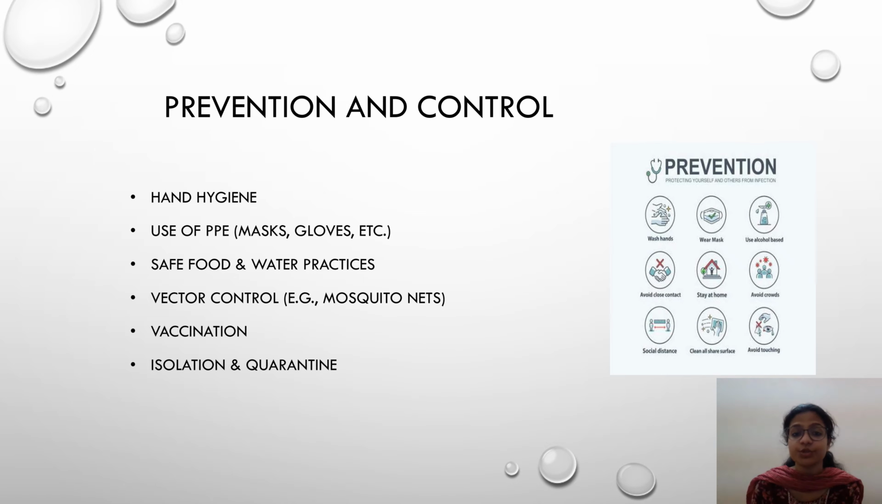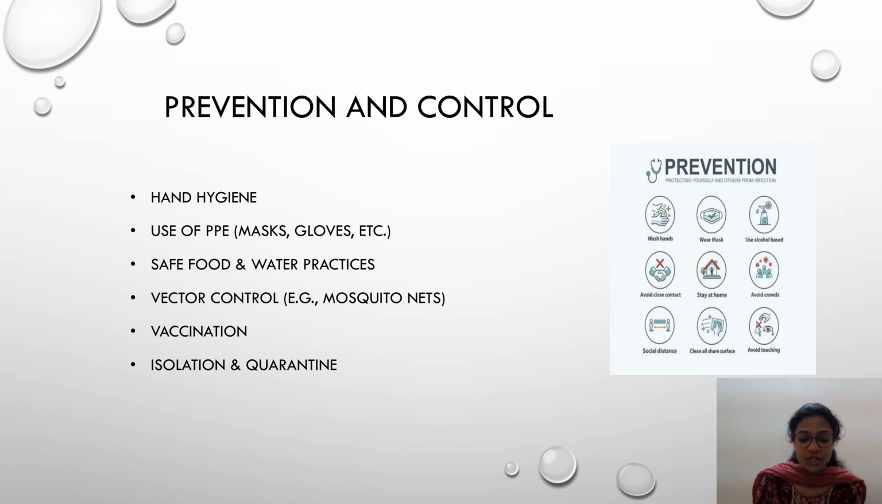Prevention and control: how to prevent and control these kinds of infections. Preventing infection requires breaking the chain at different points. Some key prevention and control measures include hand hygiene, which is washing hands regularly with sanitizers or soap. The second is use of PPE such as masks and gloves. Third is safe food and water practices. Fourth is vector control measures like mosquito nets, eliminating breeding sites, etc.